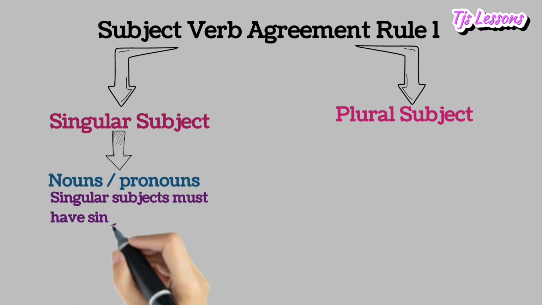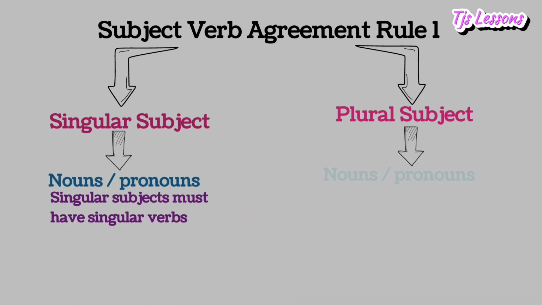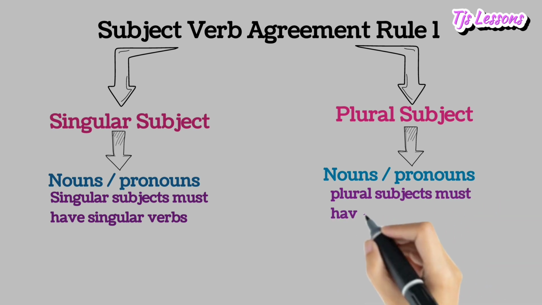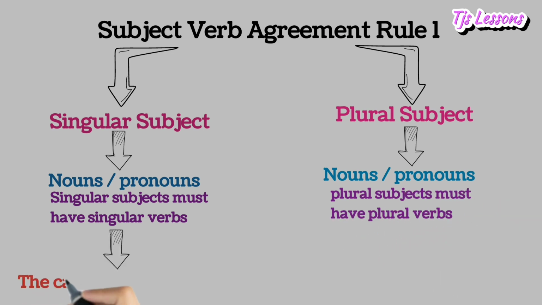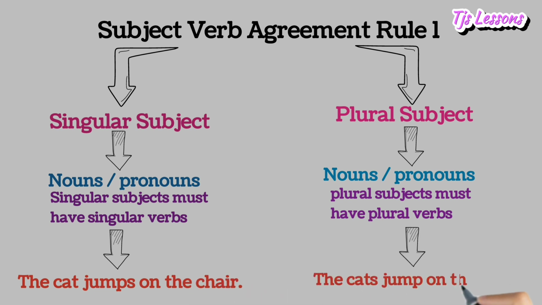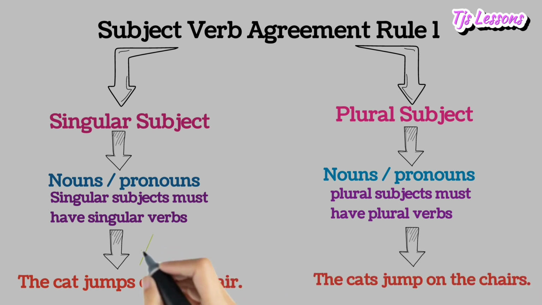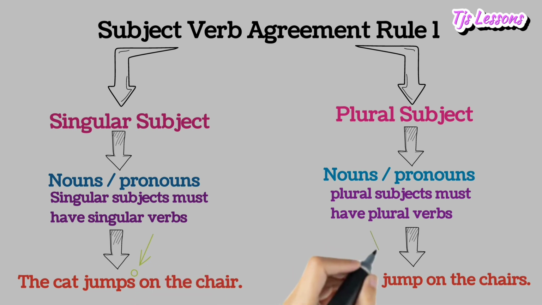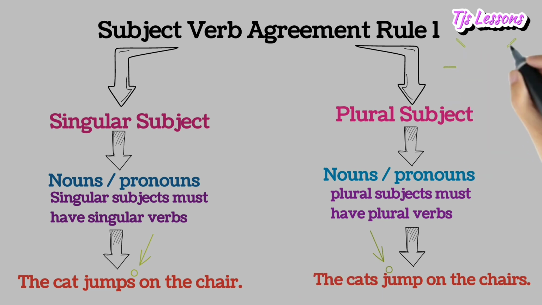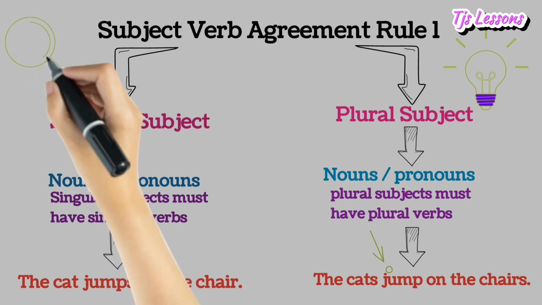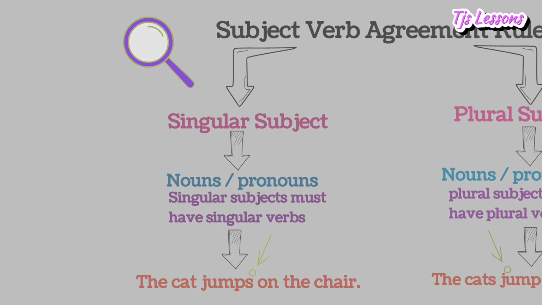1. Singular subjects must have singular verbs, and plural subjects must have plural verbs. Singular subject example, the cat jumps on the chair. Plural subject example, the cats jump on the chairs. Here you can see the singular subject has s with its verb, while the plural only contains the root form of the verb. So in simple words, the number of subjects is decisive for using the form of verbs in this rule of subject-verb agreement. We will discuss some other rules in the next videos as well.